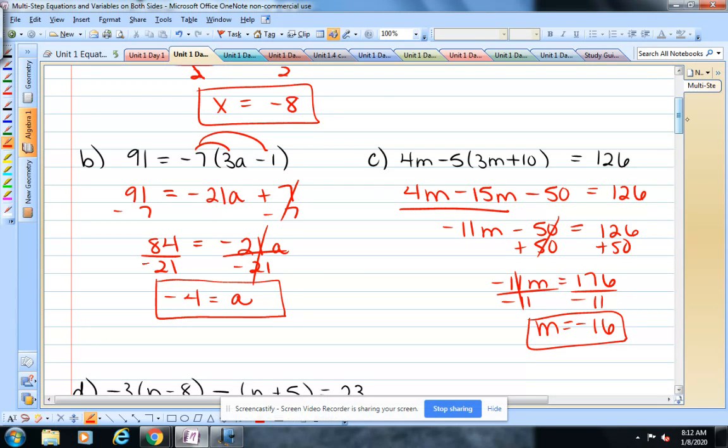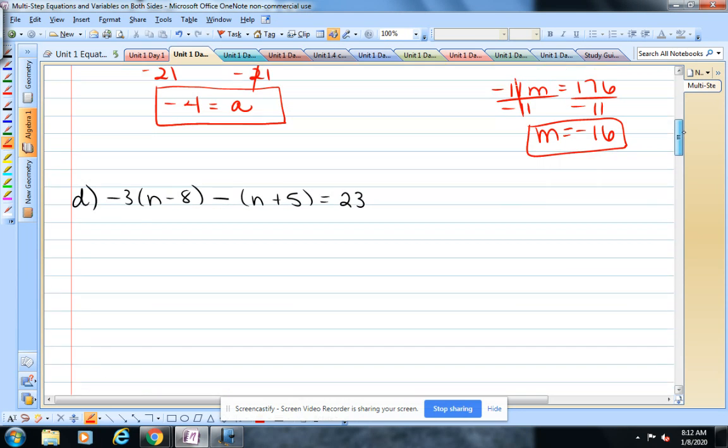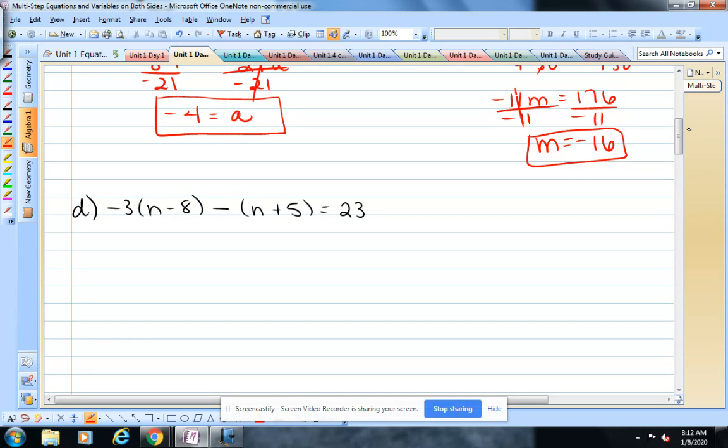All right. Look at that one. My example D. You can call it number 4 if you want to. I don't care. What's going on in this problem as you're writing it? Yeah, I got 2 sets of parentheses, right? So that means we're going to have to distribute twice. Now, the first parentheses, I'm distributing what number? But what about on the second parentheses?